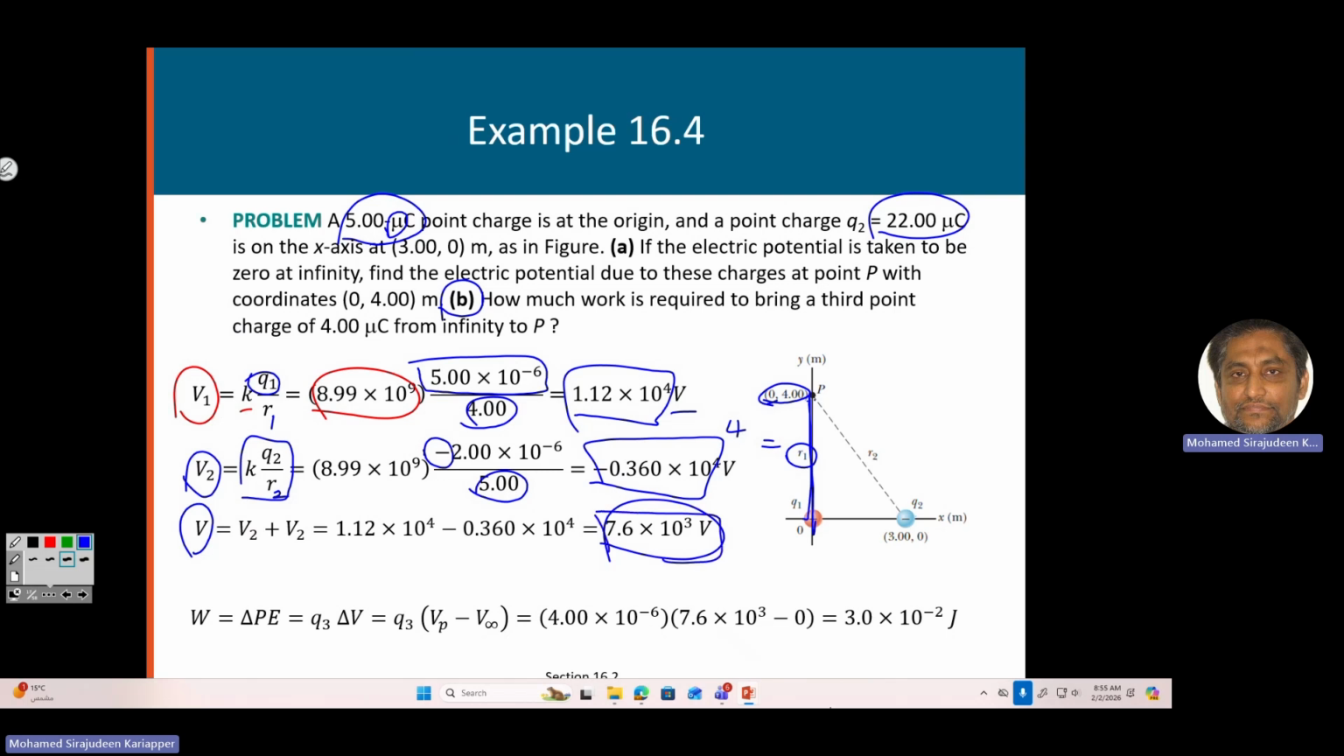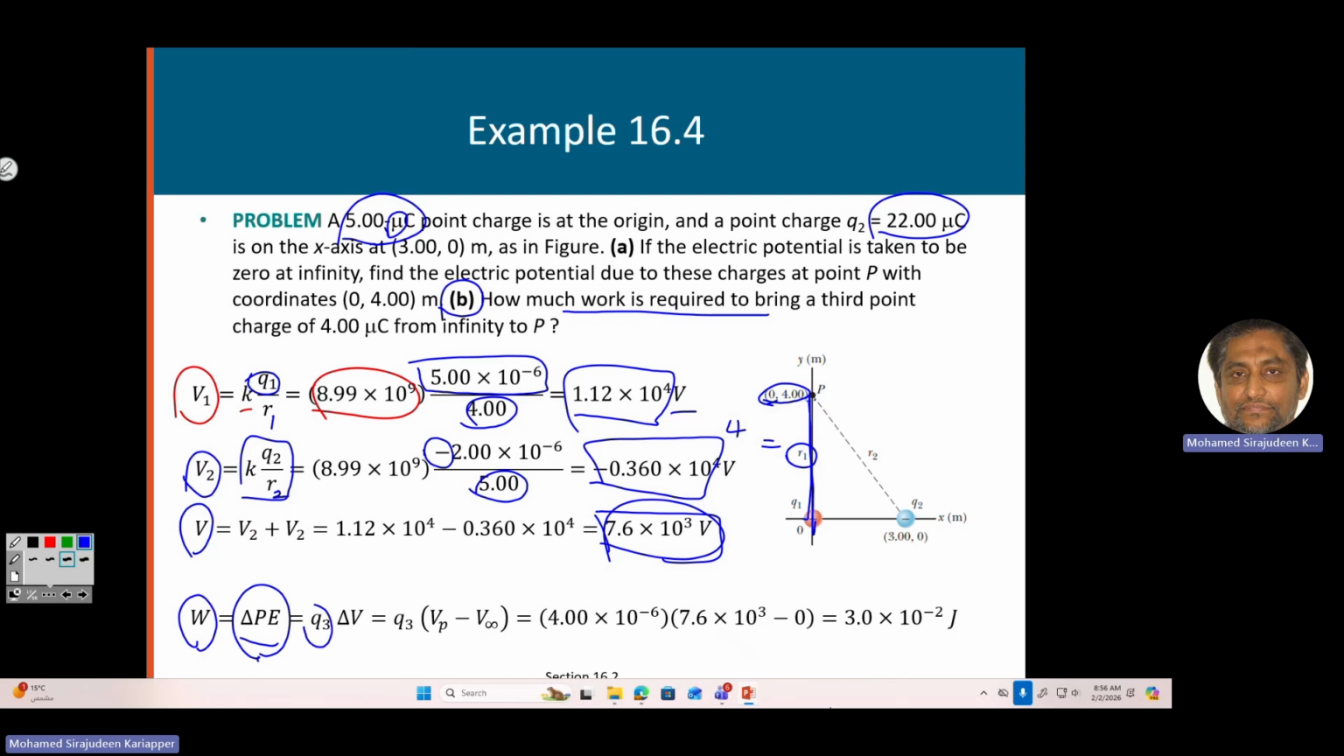So the work done is the energy of the system, because you are forcing another charge which is at infinite distance away and bringing it there. How much work is required to bring the third point charge? Because you are not changing its kinetic energy, all we need is the change in the potential energy as we bring it from infinity to this place.